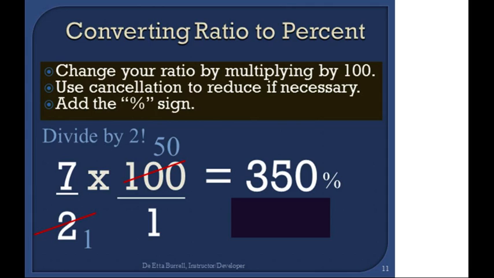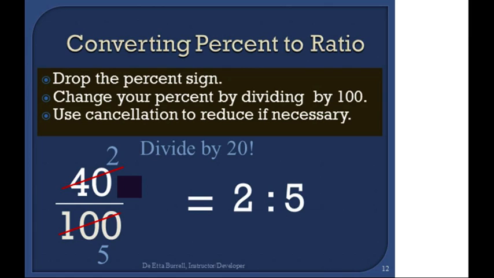Nope, okay. Now let's do the opposite. Let's make a percent a ratio. So if I've got a percent, and in this case it's 40%, and I want to make it a ratio, what do I do? Divide by 100. So I've got to get rid of the percent sign, divide by 100.